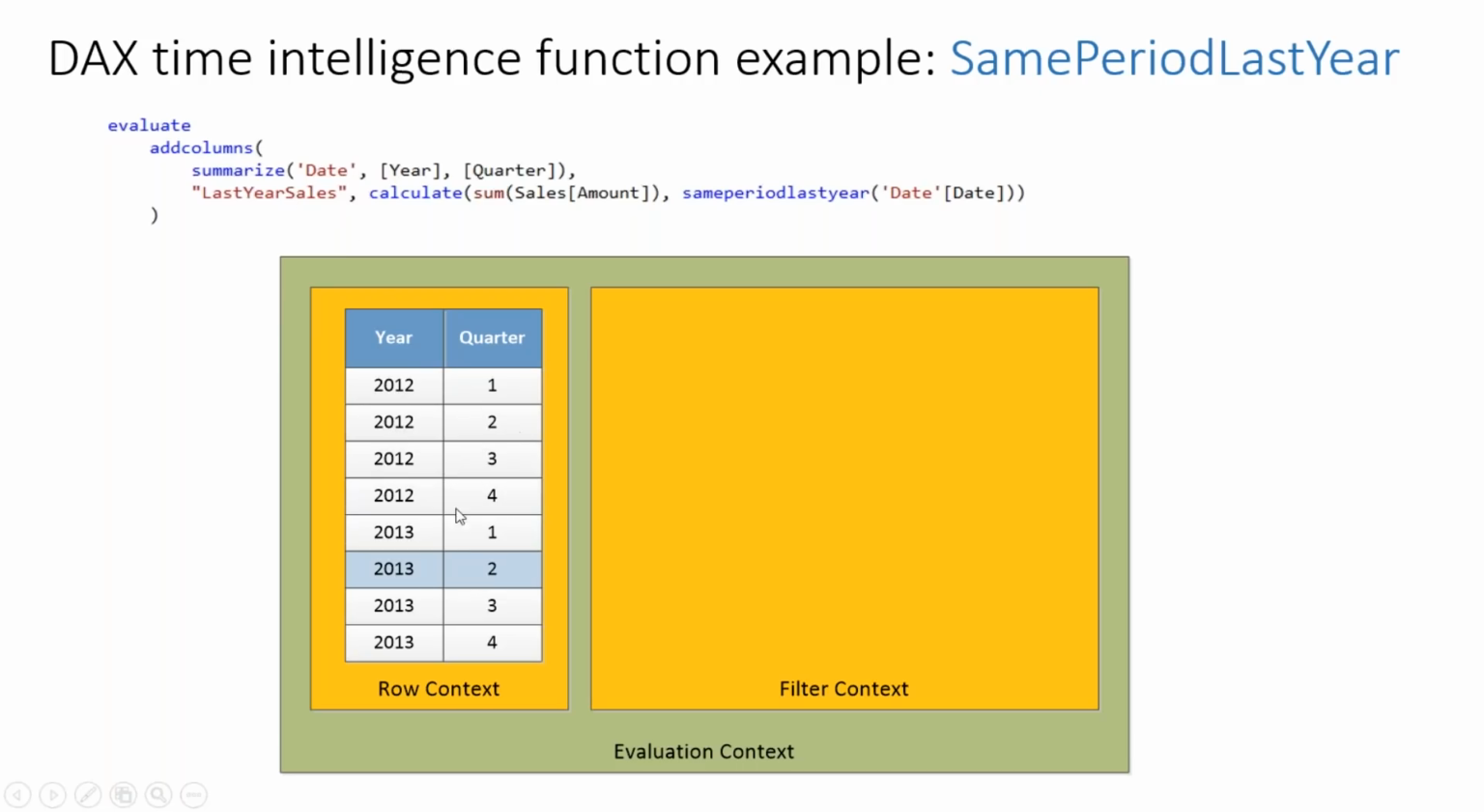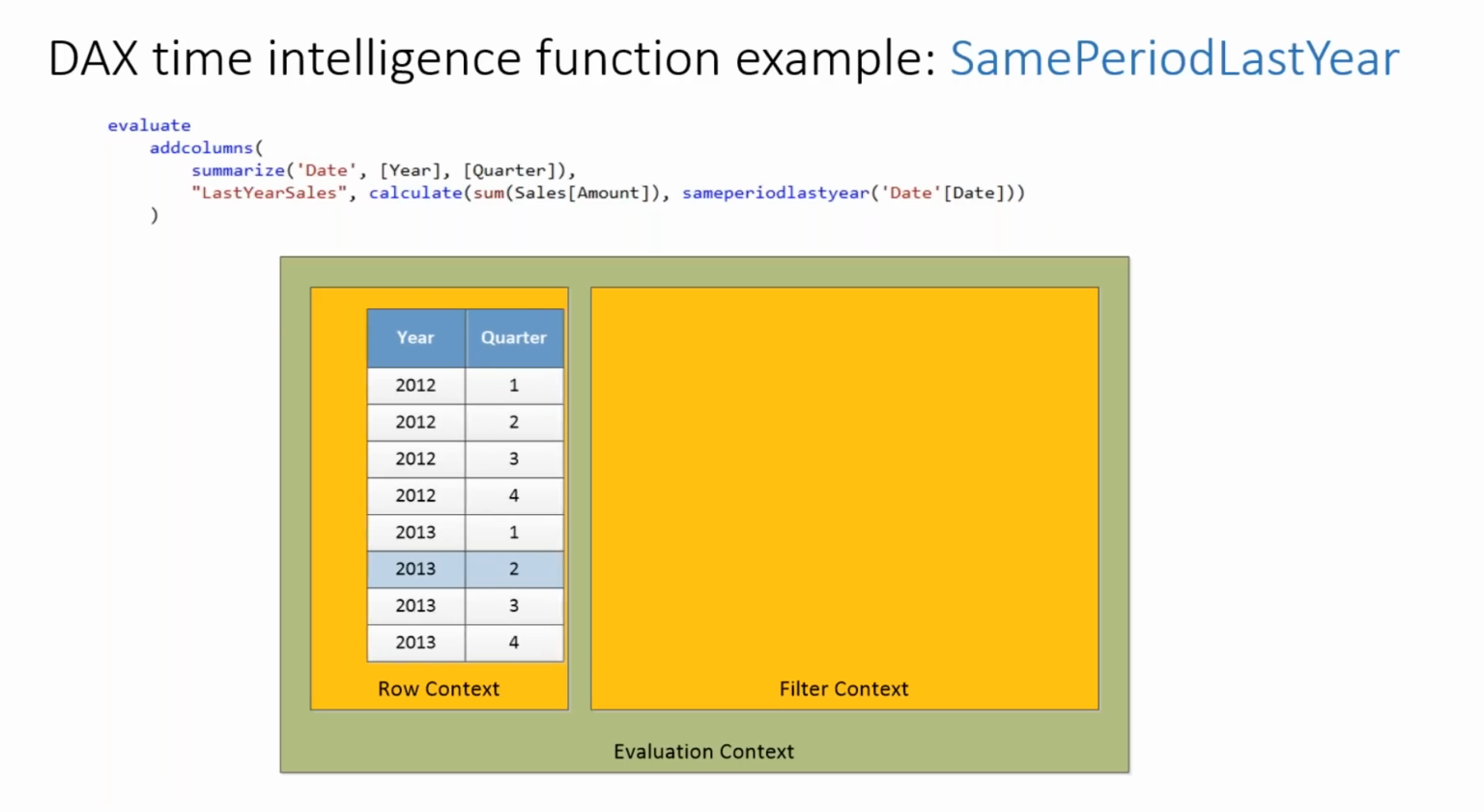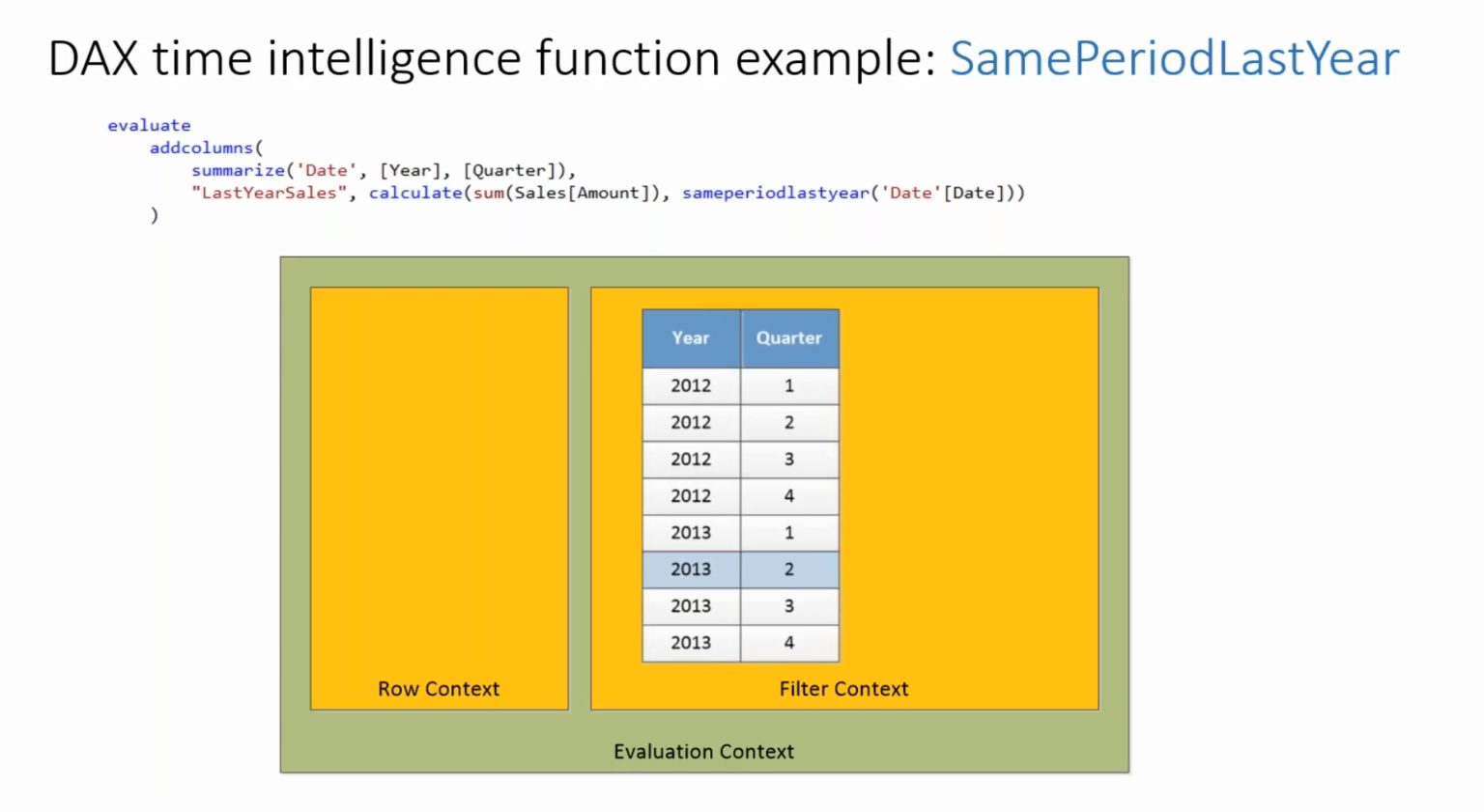So I'm going one row at a time, and for example, this highlighted row happens to be on this row, 2013 second quarter. Let's say I'm on this row, and I need to calculate this expression, CALCULATE sum of sales amount SAMEPERIODLASTYEAR. All right, so here's what happens. First, last time we said that the CALCULATE function does one thing, which is to convert a row context into filter context. So it moves the current row, 2013 second quarter, into a filter. Now I have a new filter.